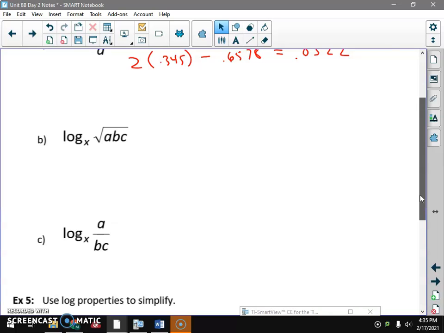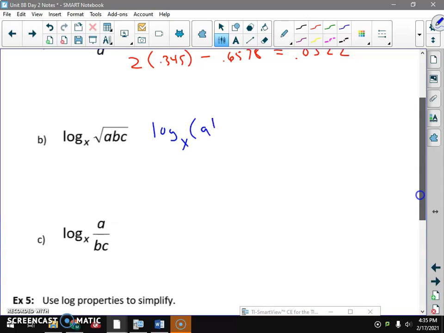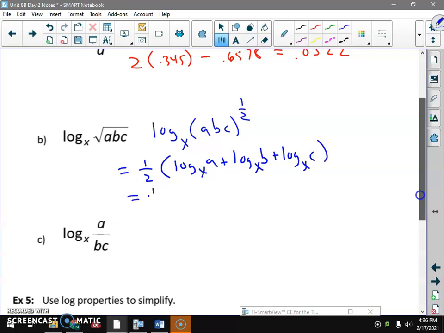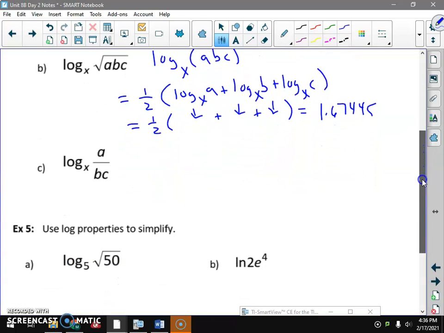Again, using these properties. How can I express a radical to the 1/2? Which can become our leading coefficient, and then we can do a whole lot of plussing. Now we can plug in the decimals. I'm not going to bother doing all 3 because it just takes a little bit of time. From the 3 decimals up above, you get 1/2 times all that, 1.67445. You pause it, plug it into your calculator, make sure you understand.